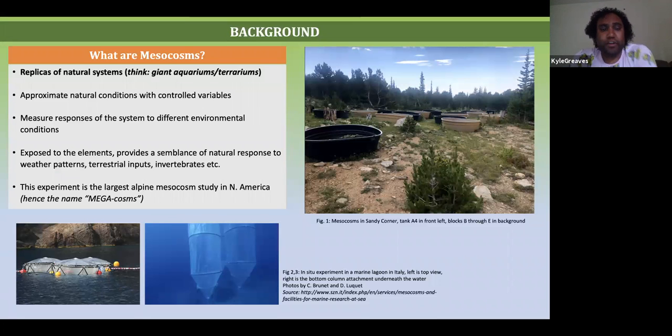So a little bit of background. What are mesocosms? Mesocosms are basically giant aquariums, giant terrariums. We use them to simulate natural systems. We put them outside for various inputs like weather, invertebrates, and other biota that occur naturally. So we use these to basically study natural systems such as a lake or an ocean, as you see at bottom left, with controlled variables.